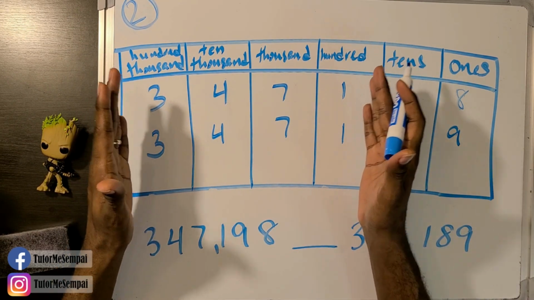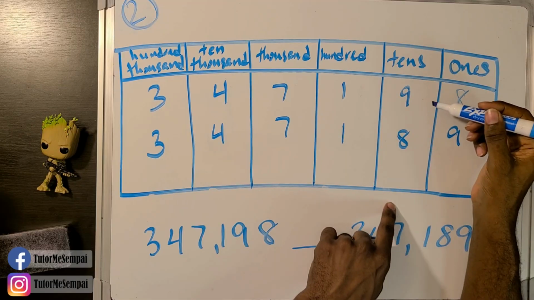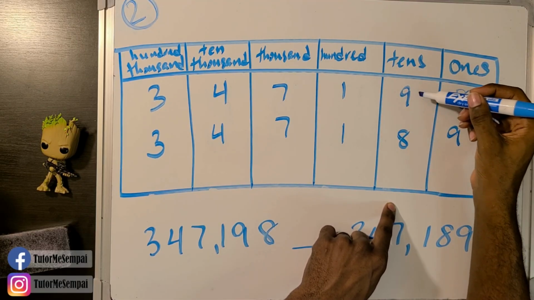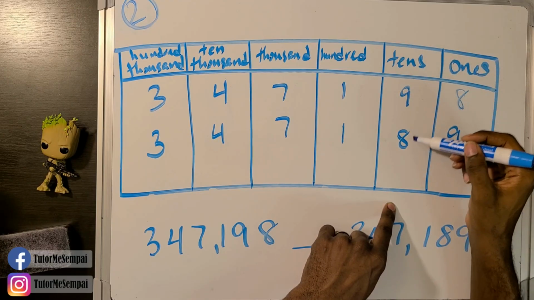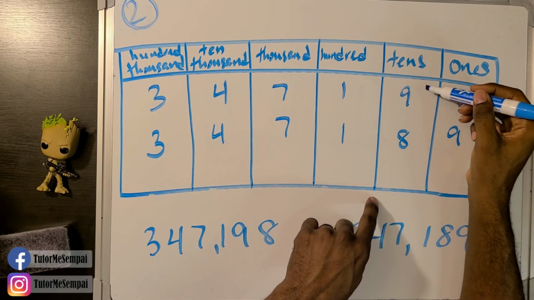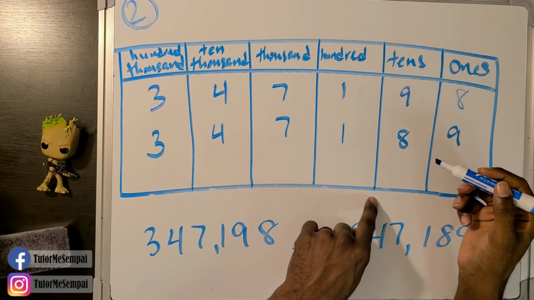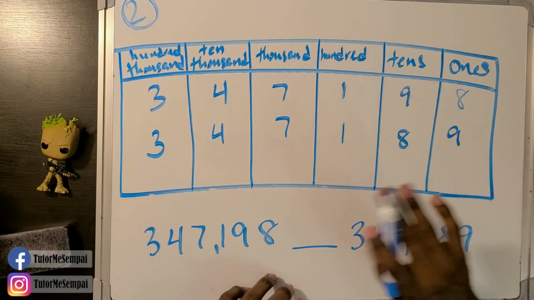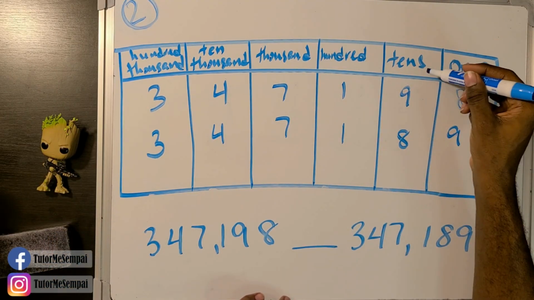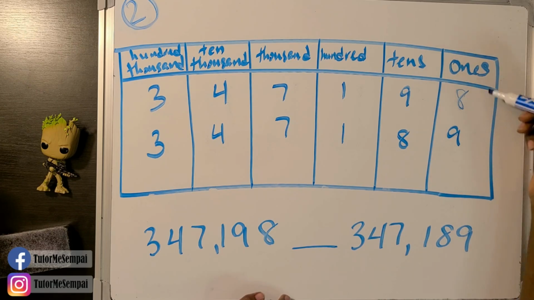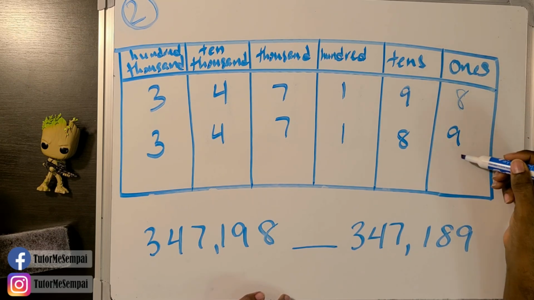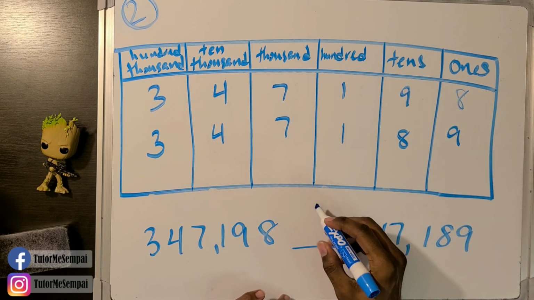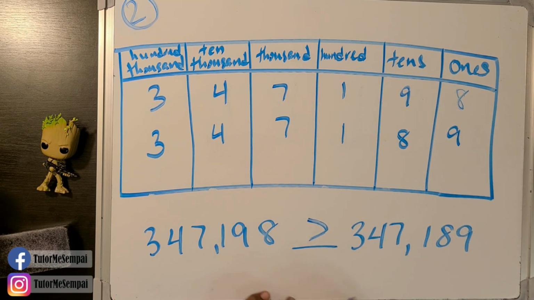Although they were the same for all of these place values, we now found one that they're not the same. So which one is bigger? 9 tens or 8 tens? 9 tens is going to be bigger than 8 tens. That means our top number is going to be bigger than our bottom number. It doesn't matter what comes after this tens here. You see, although our bottom has more ones, we have more tens for our top. So our top one is going to be greater than our bottom one.